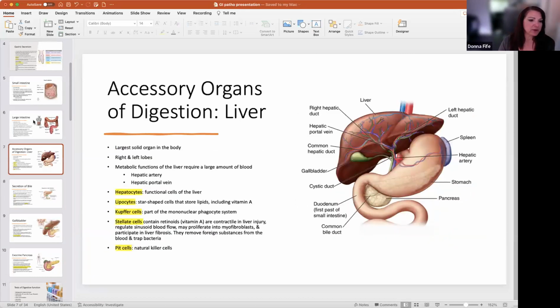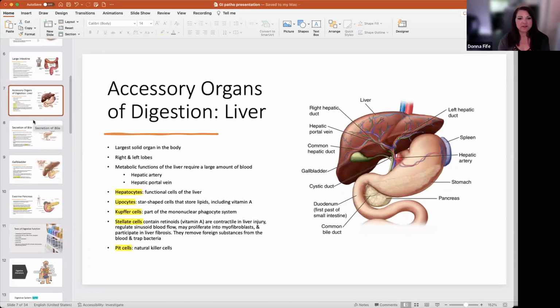Excuse me, I skipped one here. Okay, accessory organs of digestion. We have the liver. This is the largest solid organ in the body. We have the right and left lobes on the liver.